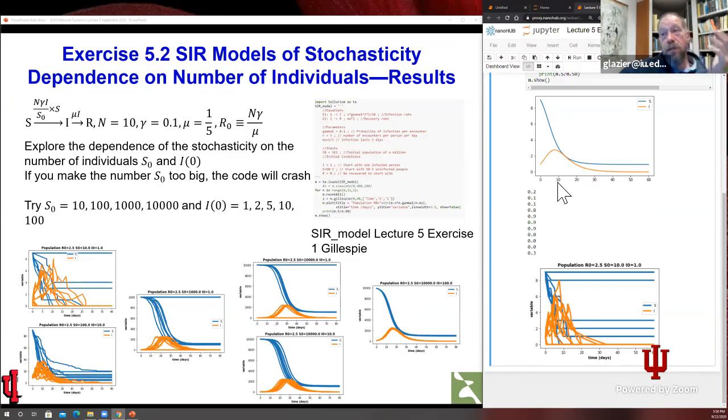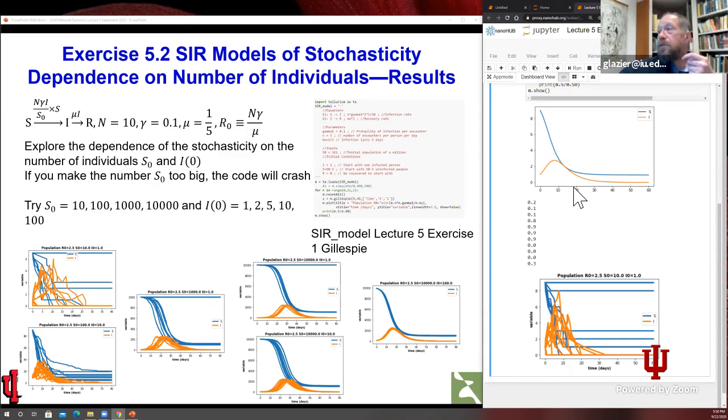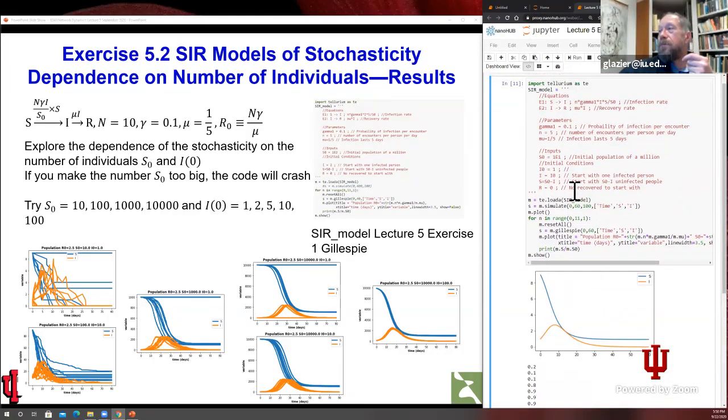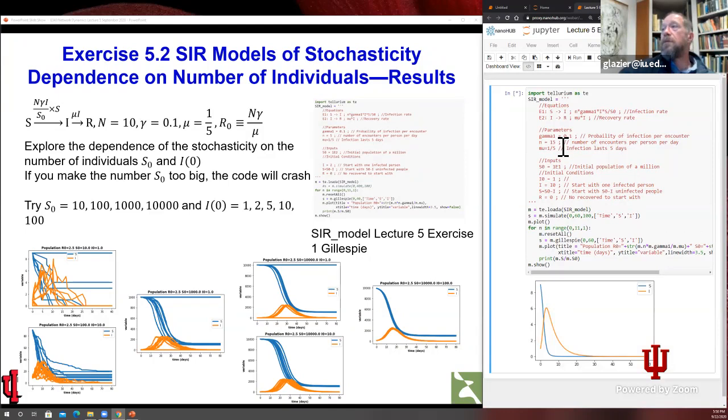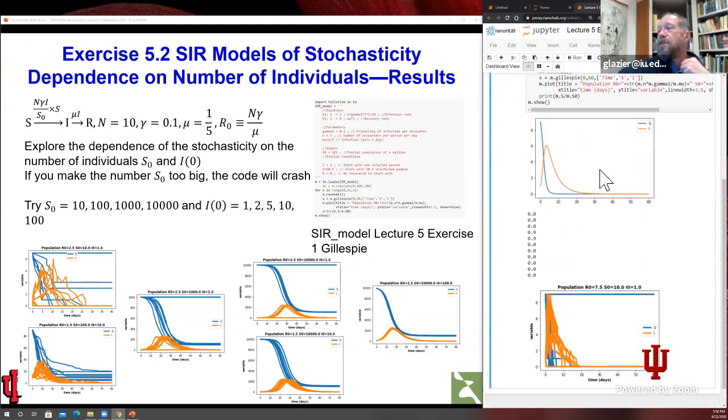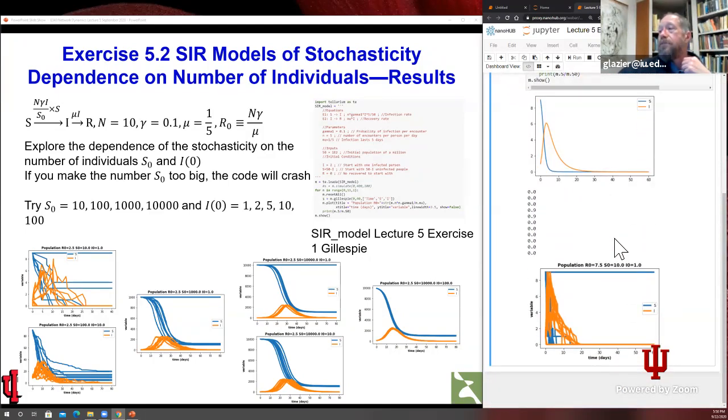And so there are some interesting questions you can ask. This was for R naught equals 2.5. Let's make R naught bigger, which would be equivalent to making N bigger. Let's make R naught 7.5. Well, that just speeds things up. But notice all those intermediate cases have disappeared. You either have everybody infected or nobody infected. That's when I make R naught big.